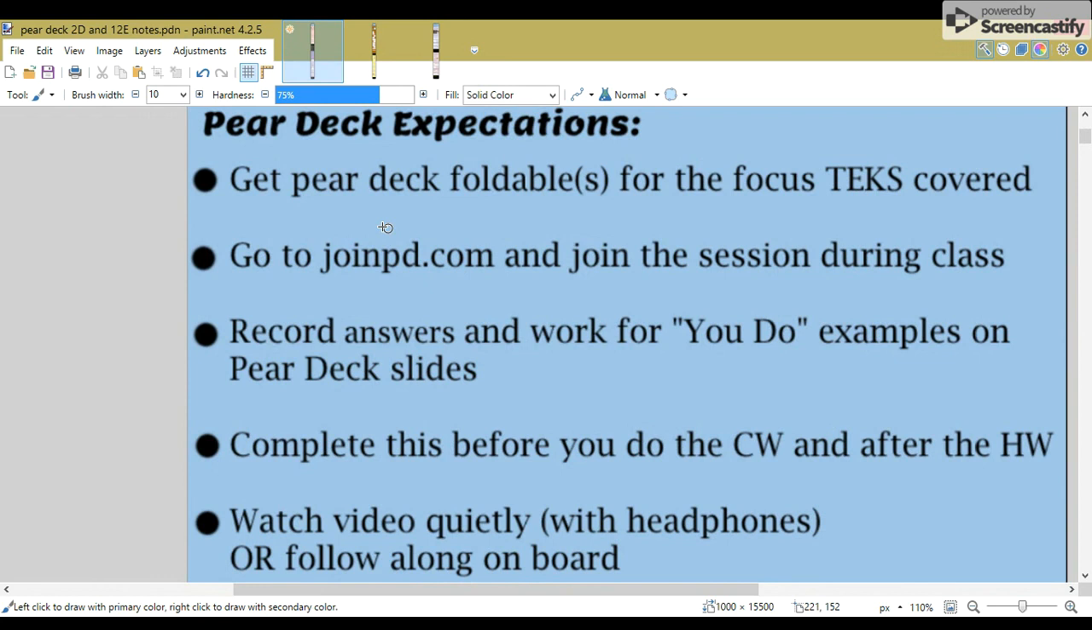Let's go over the expectations for the Pear Deck. Get your Pear Deck foldables for the focus tasks covered. Go to joinpd.com and join the session during class. Record answers and work for your "you do" examples on the Pear Deck slides. Complete this work before you do the classwork and after the homework. Watch the video quietly with headphones or follow along on the board.